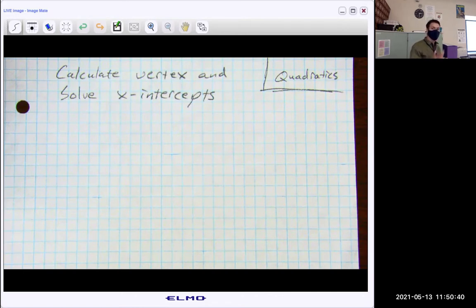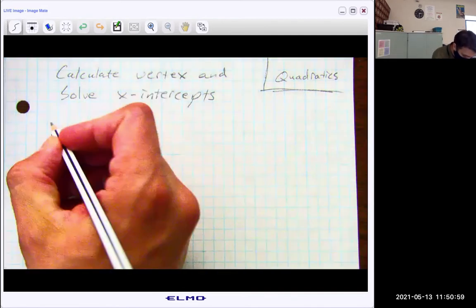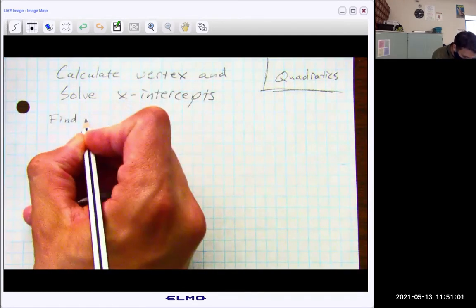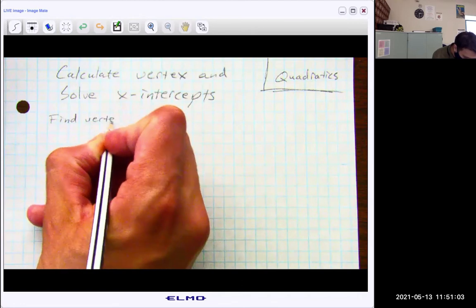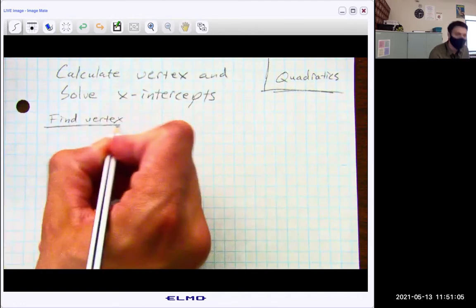Because a lot of times with quadratics, you don't need to graph them. You don't want to know the whole graph and the whole shape. You just want to know either the maximum or the minimum, which is a vertex, or the beginning and end, which is usually an x-intercept. So let's find the vertex. And like I said, this part might be a little bit of review. We've been doing this kind of already.